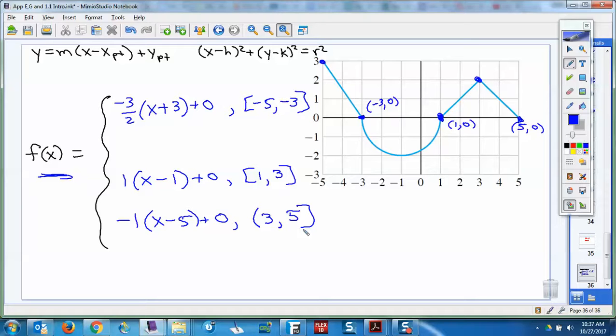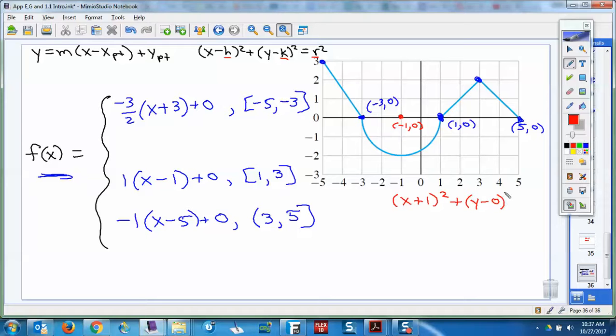Okay, now we need the circle. Okay, so this is the center. H and K is the center, and then this is the radius. So I think my center would be here, which is -1, 0. So I'm going to go x minus -1, so x plus 1 squared, plus y minus 0.